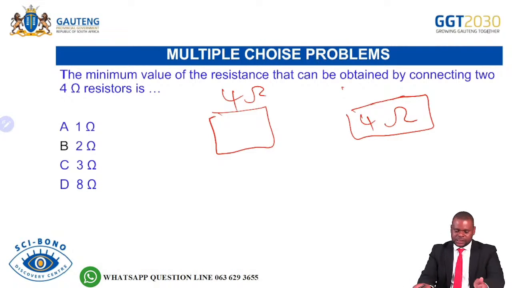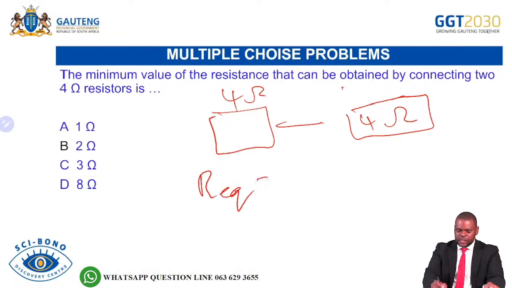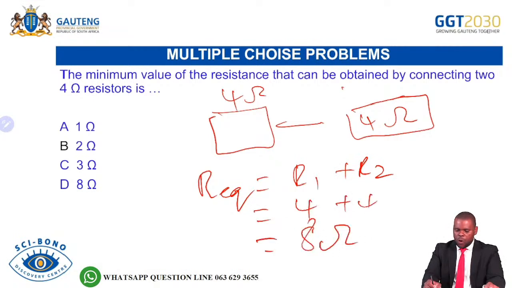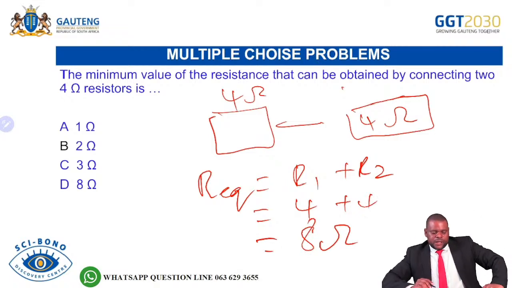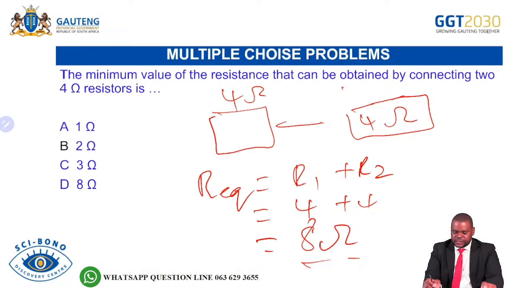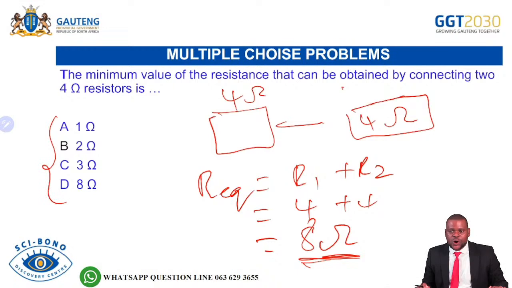Let's start with connecting them in series. When we connect them in series, R equivalent is equal to R1 plus R2, which is equal to 4 plus 4, which is going to be 8 ohm. Is this the minimum value in the list that is given? No, it's not, but it is the highest value. Are we together? It's not the minimum. Then let's see if we add them in parallel.